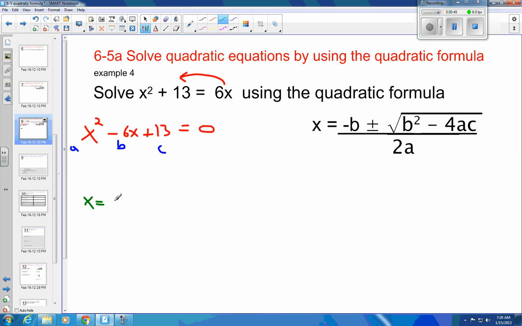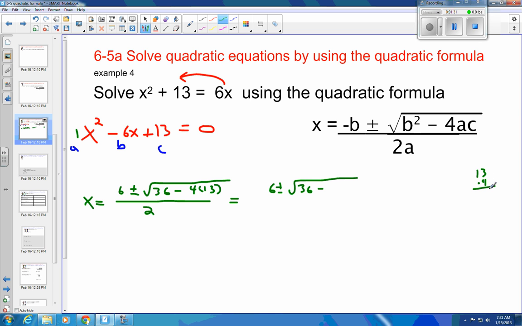So x equals negative b, so negative 6. Negative and negative 6 is a positive 6, plus or minus the square root. B squared is then going to be negative 6 squared, so that's 36, minus 4 times a, which is 1. 4 times 1 times 13, so this is going to be 4 times 13, all over 2 times 1, which is just 2. Okay, so it's going to be 6 plus or minus the square root of 36 minus 4 times 13.